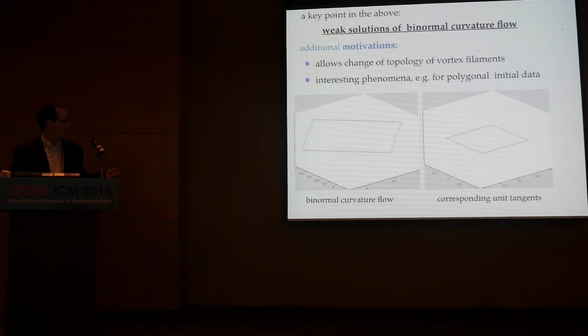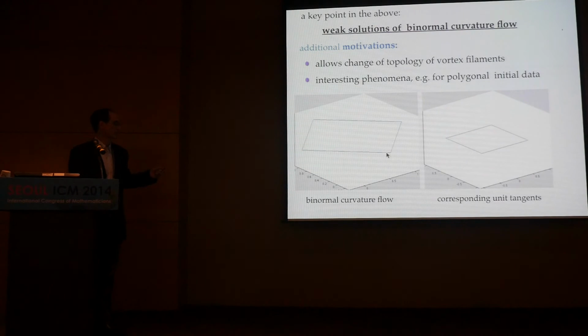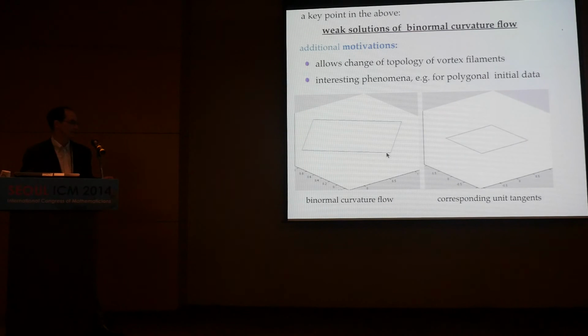And so what I will show here are movies. Well, on the right I'll have a binormal curvature flow where the initial data is a square. On the left, if I parameterize this by arc-length and then look at the derivatives, that's what I show on the right: the derivatives, the unit tangents. And so this is a piecewise linear curve. This is a piecewise constant curve, where these lines join the constant values.